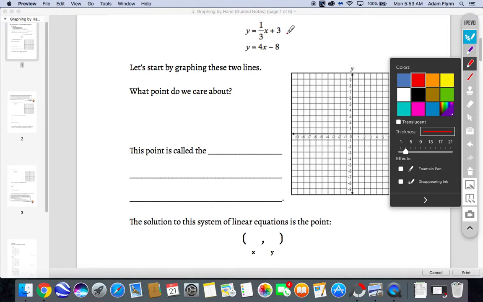Okay, so let's color code these lines here. So this top line we will do in red. The bottom line we will do in blue. So now we're going to graph these lines.